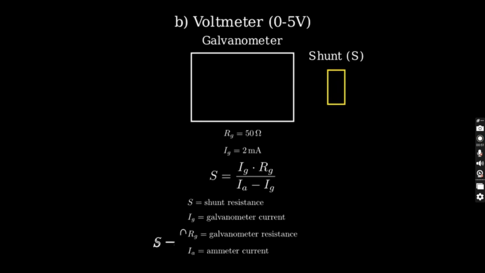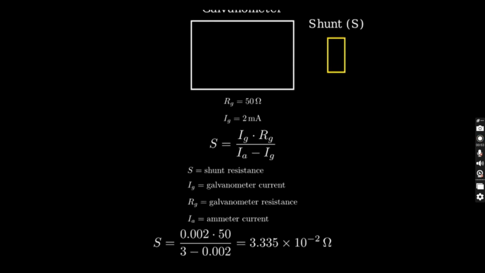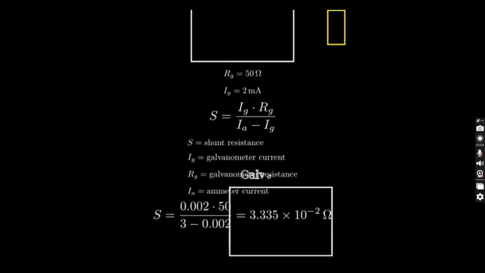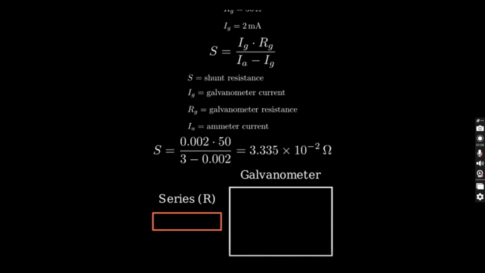Let's plug in our values. We have 2 milliamps times 50 ohms divided by 3 amps minus 2 milliamps. This gives us approximately 0.03335 ohms. Now let's convert our galvanometer to a voltmeter. For this, we need to add a series resistor. The series resistor limits the current through the galvanometer based on the voltage being measured.